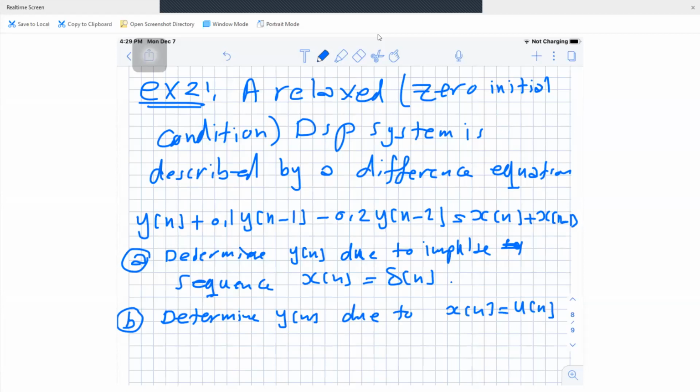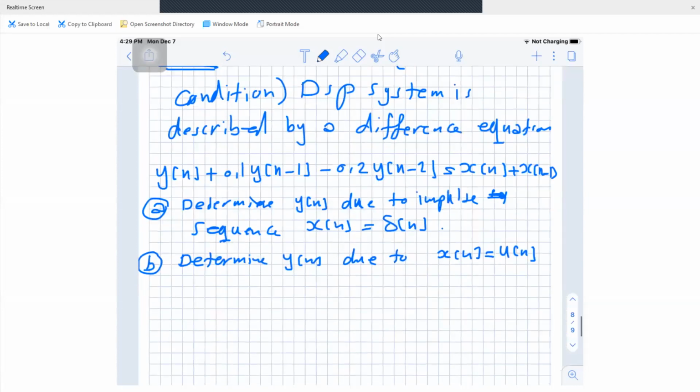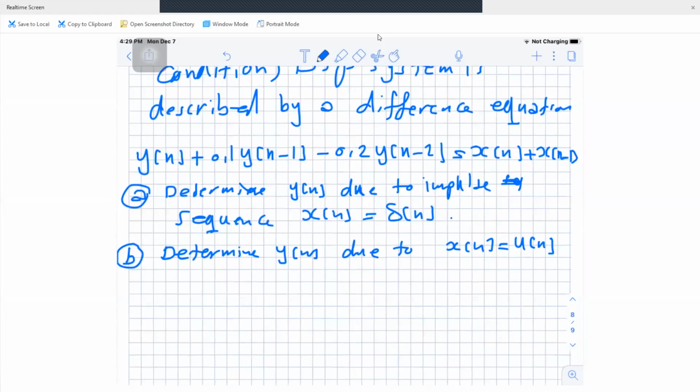Well, so in this system, we have two kinds of input. First one will be what? Will be the delta function, and for the second time we have the unit step function. Really, this question is a second order, but at the beginning of this problem, the question tells us about the relaxed DSP system. It means what? It means that all initial conditions are 0.